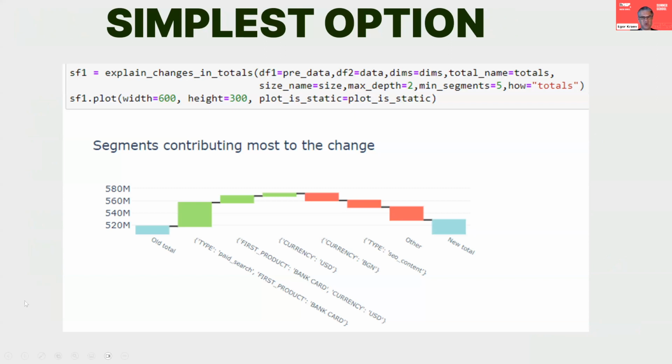It does this with exactly the same interface. The only thing it does extra is a how argument, and I'll go into this shortly. So the simplest one is how equals totals, and that does almost exactly what it did before. So we have the old total, we have the new total, and the waterfall chart represents the segments that have the biggest impact.